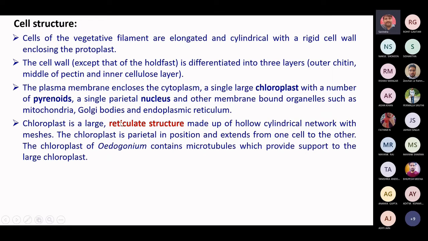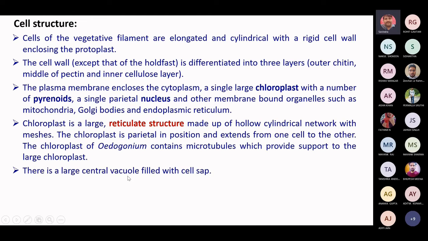And the chloroplast is a large, reticulate structure made up of a hollow cylindrical network with meshes, and the chloroplast is parietal in position and extends from one cell to another. And the chloroplast of Oedogonium contains microtubules which provide support to the large chloroplast. Apart from this reticulate structure, no other things you can observe. So just mention only this. There is a large chloroplast which is reticulate in structure. That's it. Finish your comment up to this point in your practical record. But it is only for practical, not for theory.